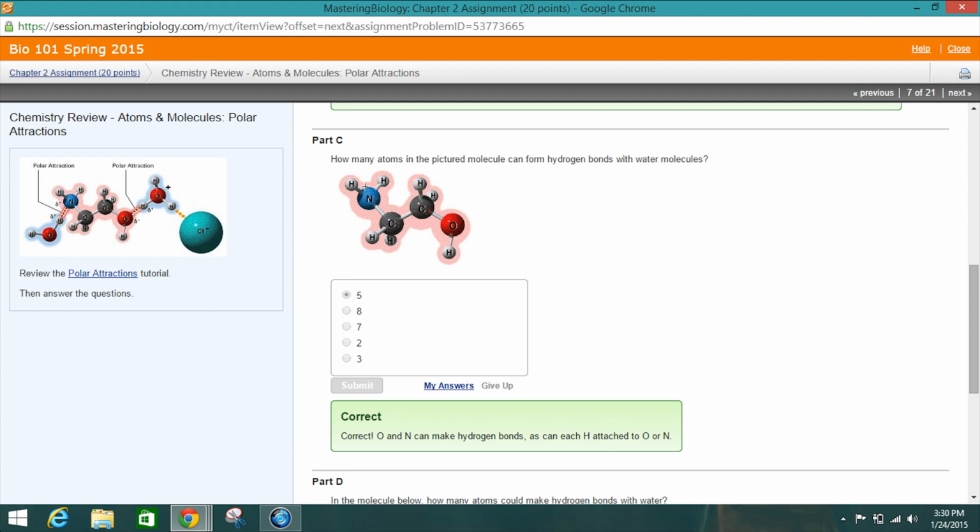So again, let's read the question. How many atoms in the pictured molecule can form hydrogen bonds with water molecules? So let's count them. 1, 2, 3, 4, 5. So the answer is 5 here.